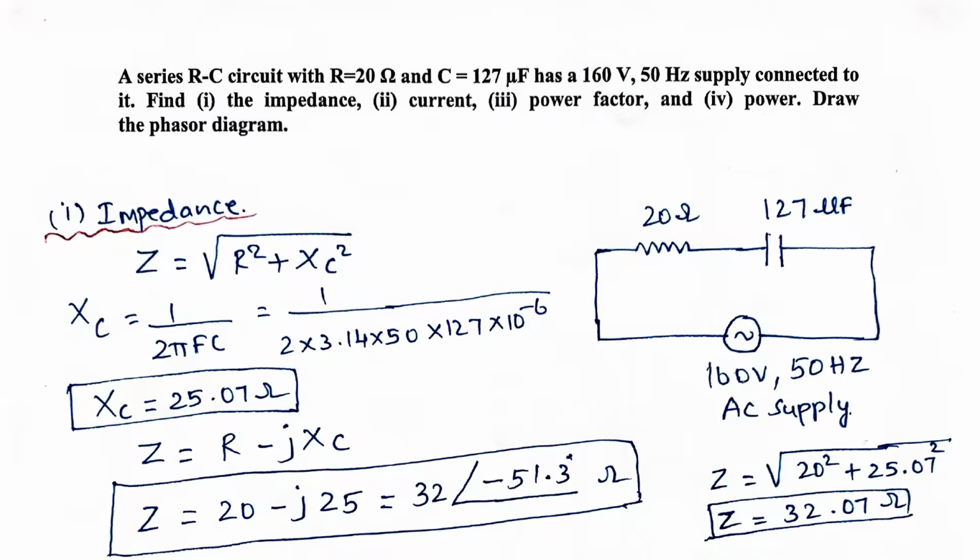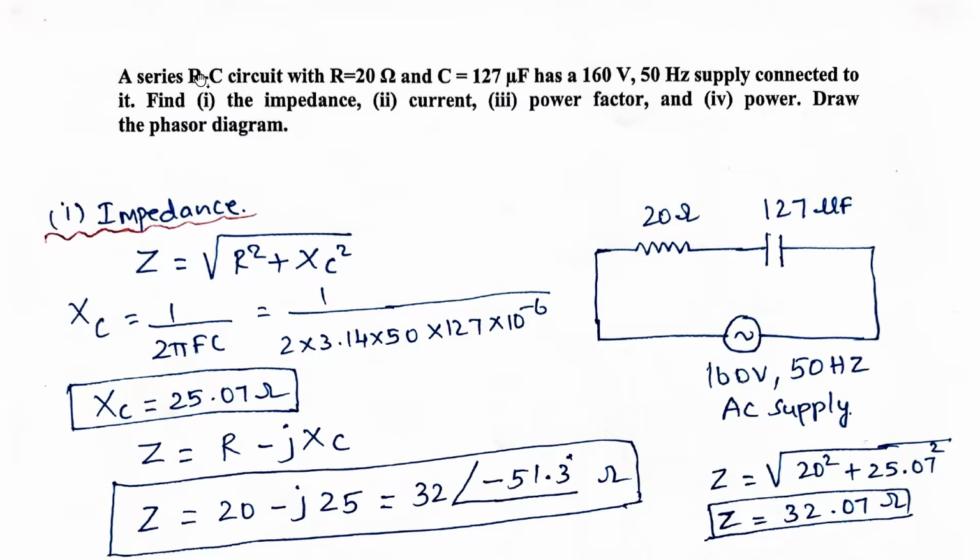Take down this problem. A series RC circuit with R equal to 20 ohms and capacitance C equal to 127 microfarad has a 160 volt, 50 hertz supply connected to it. Find first, impedance, current, power factor, and power. Draw the phasor diagram. So this is the problem given.